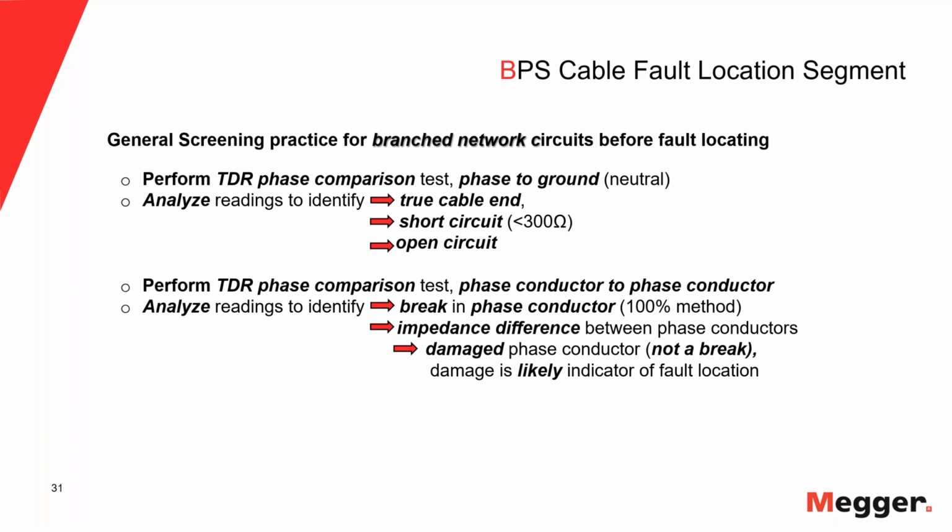Another screening practice, besides doing the insulation resistance phase to phase and phase to ground, is that we can do the same thing again with the TDR to measure the impedance differences. Again, it's for phase to ground. We do it for the same reason. We want to see whether we see the true end of the cable. If we can do it. Like I said, in a network system, you have a lot of reflections. It might not work very well. I mean, all these TDR things I'm talking about right now might not work that well.